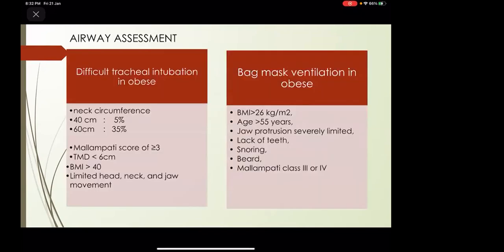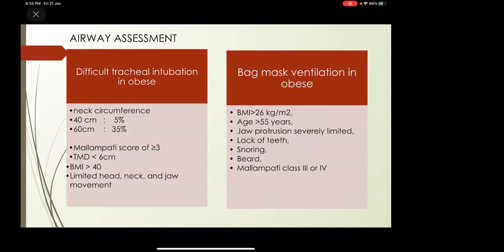Now coming to the airway assessment, difficult bag mask ventilation in obese patients correlates with higher BMI, higher age, lack of teeth, snoring, presence of beard, Mallampati class 3 or 4, and severely limited jaw protrusion. That is, the patient is not able to bring his lower incisors in front of the upper incisors, because then jaw thrust will become difficult.